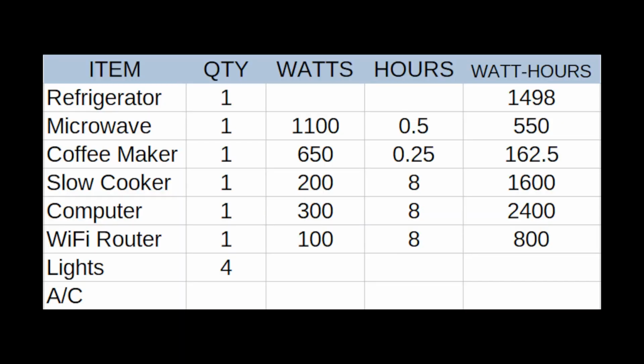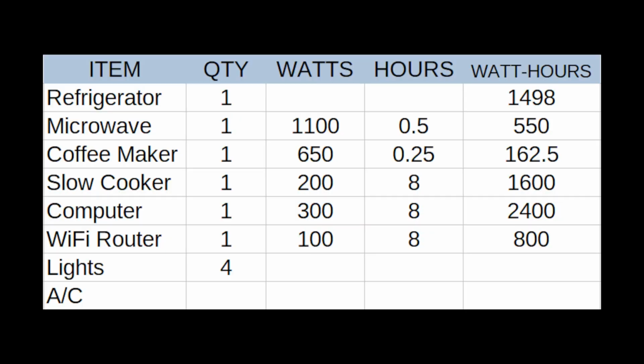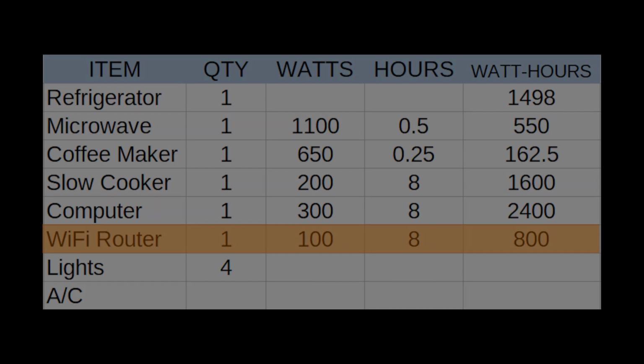The computer is 300 watts and the Wi-Fi is 100 watts. A rule of thumb for things that have a sleep mode or a thermostat which turns it on and off is that they're usually on for about a third of the time. So 24 hours in a day, a third of that is 8 hours. Let's use 8 hours as our base. So 300 times 8 is 2400. 100 times 8 is 800.